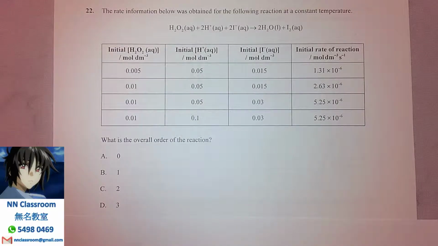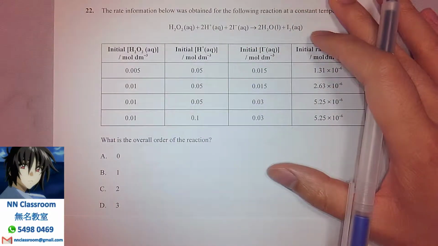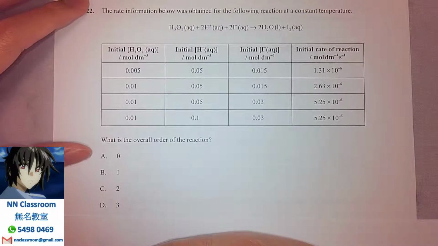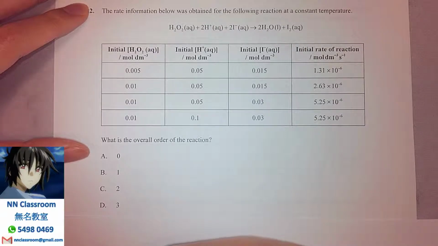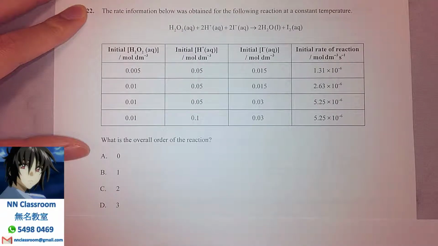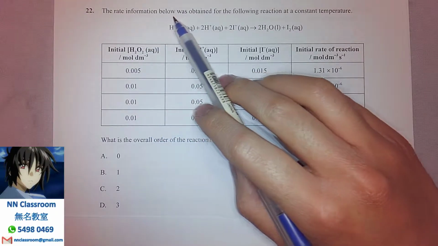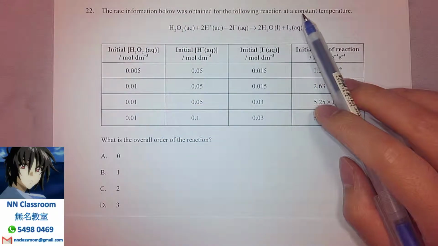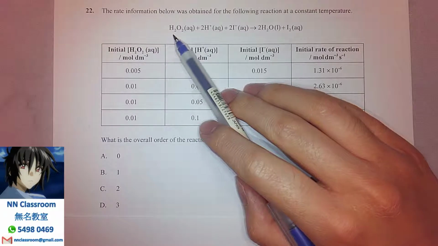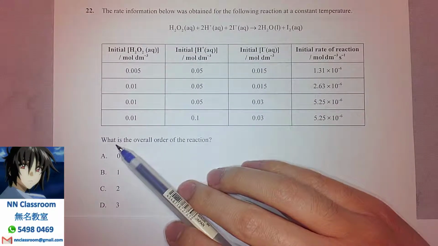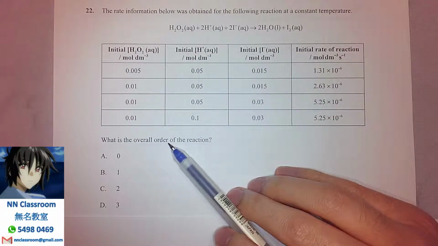Today I'd like to share with you a specimen question, also extracted from paper one, which is question number 22. Another extremely classic question asking on topic 16 about the rate law and also the application of the rate equation. What is the question talking about? The rate information below was obtained for the following reaction at a constant temperature. So here is the reaction concerned. And what's the question? What is the overall order of the reaction?